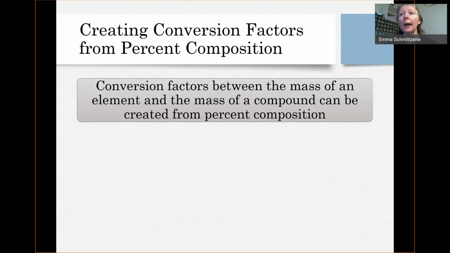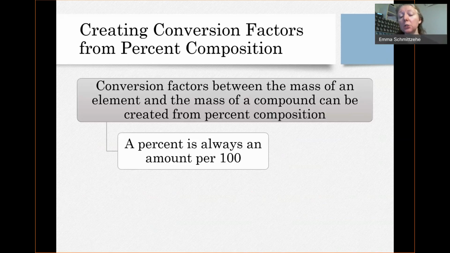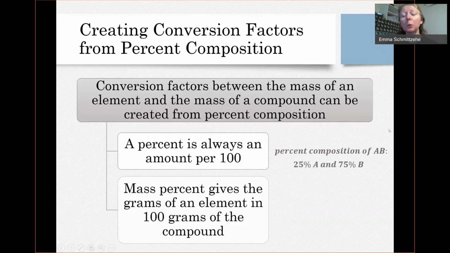Or if you knew how much of a particular element you wanted in your sample, you could quantify how much of the total sample you need. So you can jump between the total compound and the individual components using the percent composition as a conversion factor. So what you need to remember is a percent is always an amount per 100, meaning a value over 100. Okay. So really, when we're talking about a percent composition or mass percent, it gives the number of grams of whatever it's the percentage of per 100 grams of the compound.